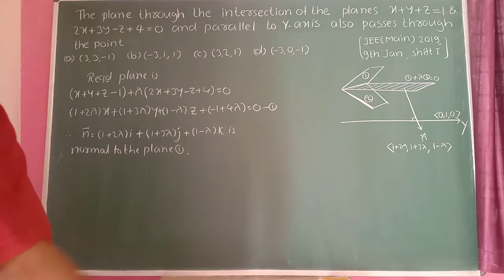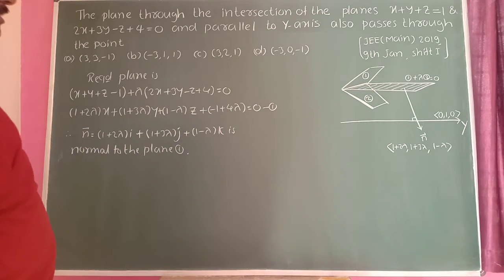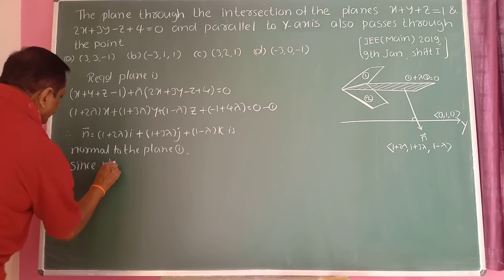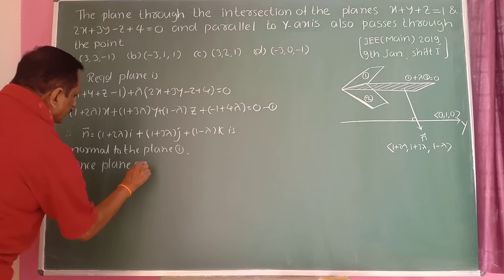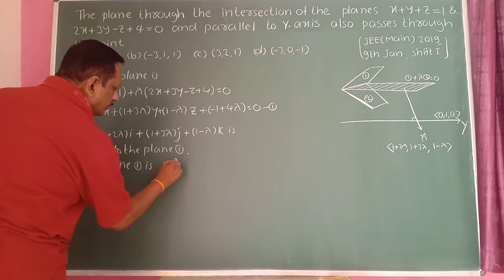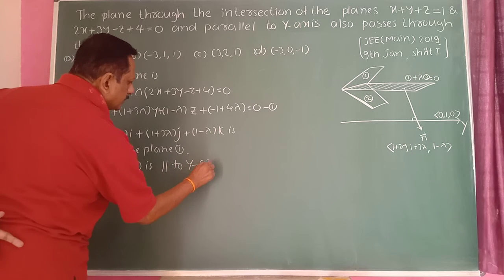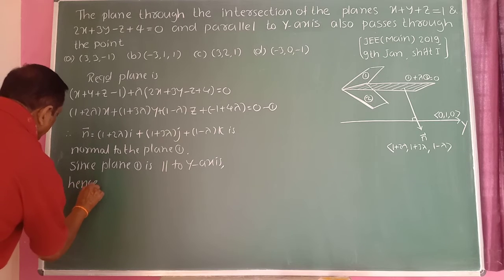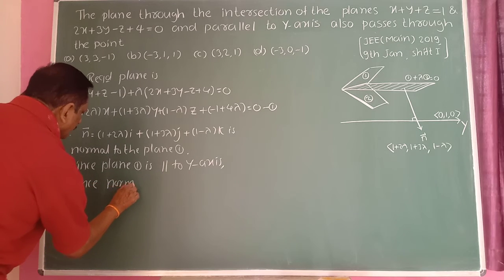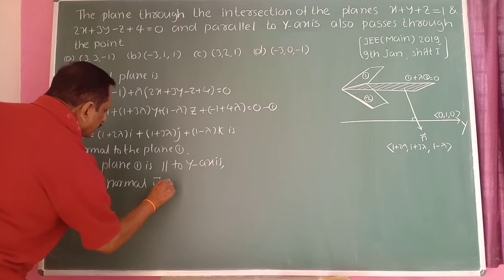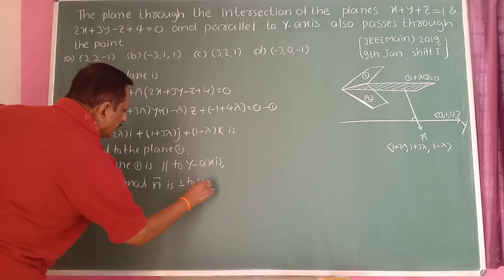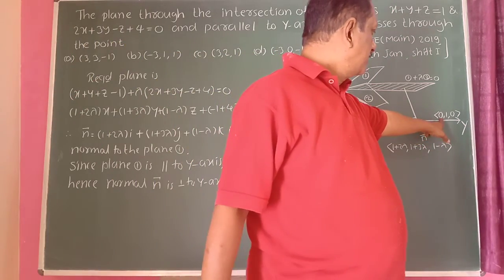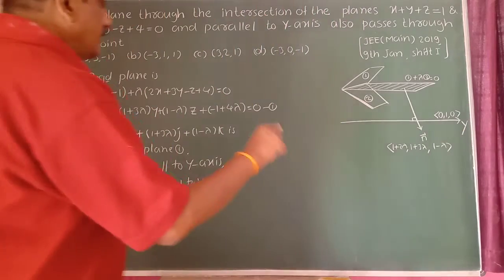This normal is perpendicular to the y-axis here. Since plane 1 is parallel to the y-axis, hence normal n bar is perpendicular to the y-axis. So for the direction cosines 0 1 0, or 0 1 0 are the direction ratios here.